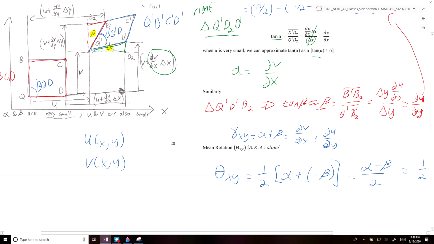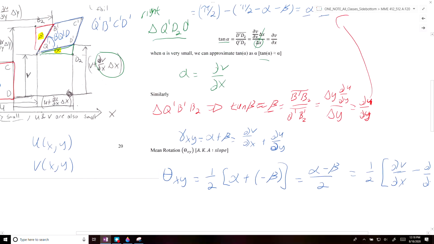All right, so we're going to do an example problem that will show how you can calculate the different normal strains, shear strains, and the mean rotation of a part with a known displacement field u and v.